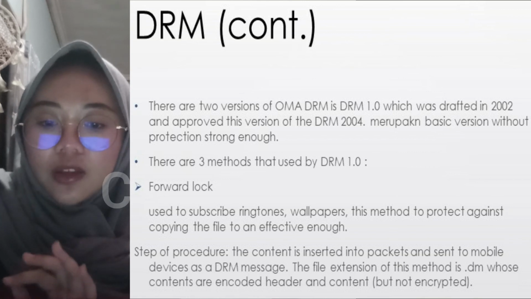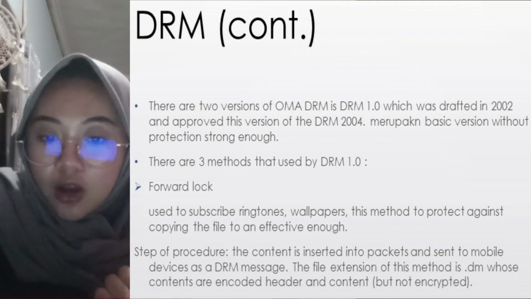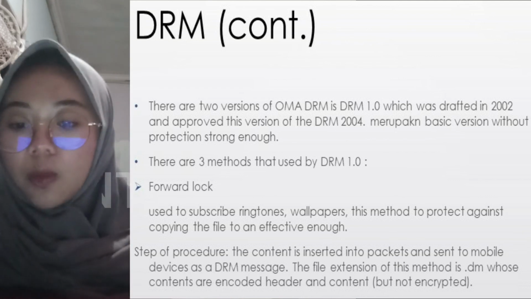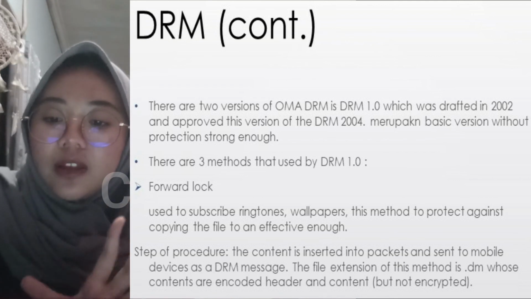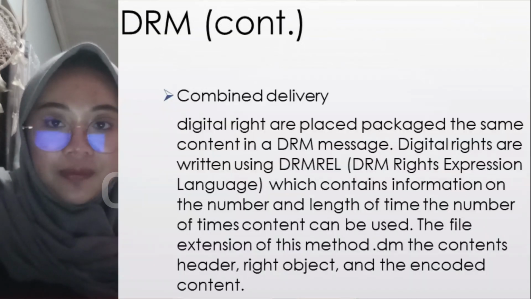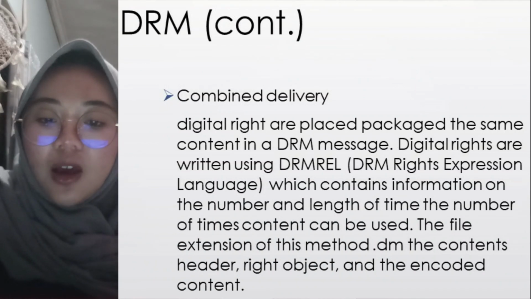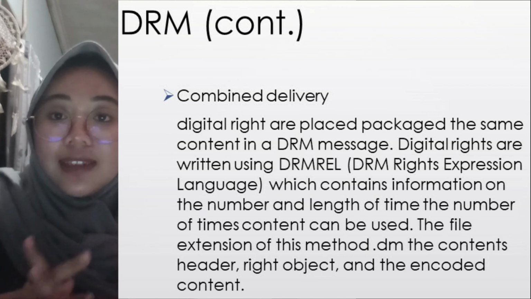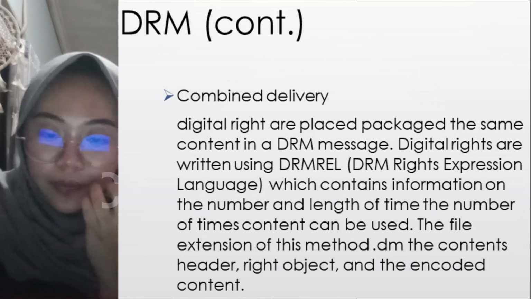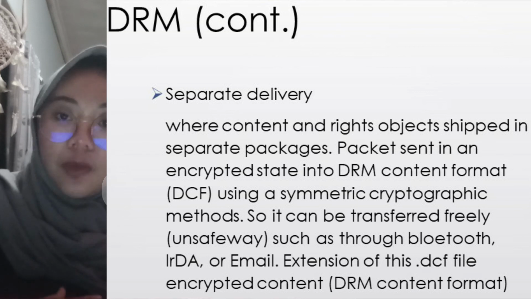And also, three methods that are used by DRM 1.0 are forward lock, which is used to subscribe ringtones and wallpapers, and it is a method to protect against copying the file, though not effective enough. Next is combined delivery, where the digital rights are placed in a package at the same time with the content in a DRM message. And then also separate delivery, where content and rights object are shipped in separate packages.